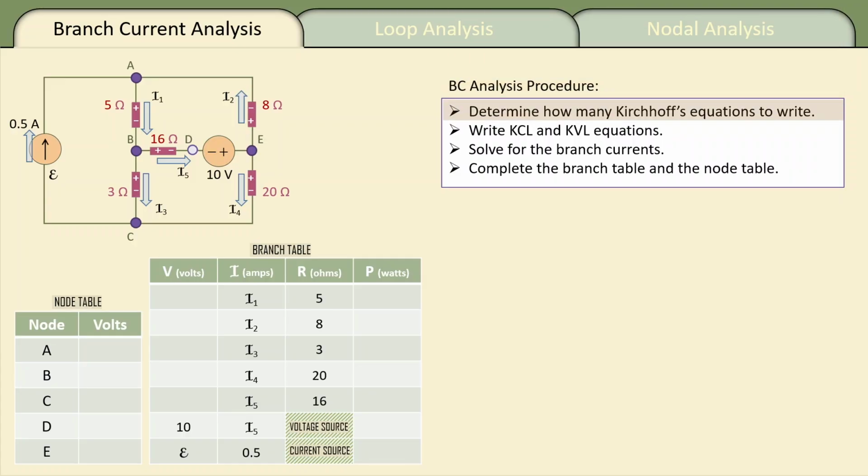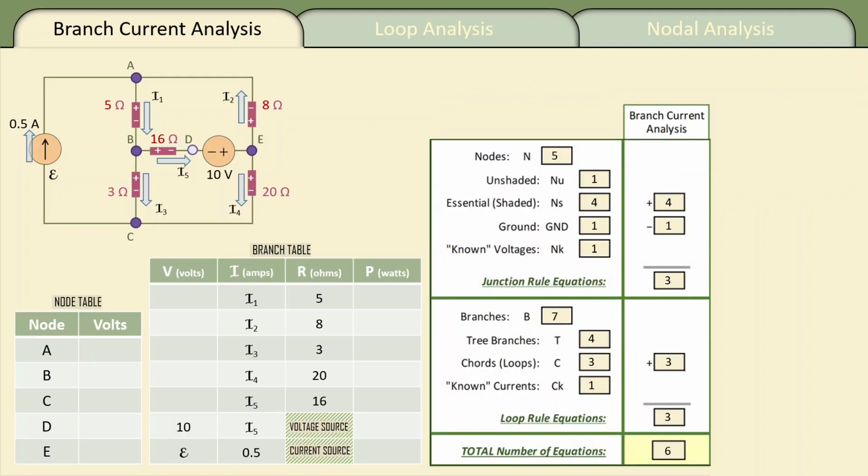So how many Kirchhoff equations do we have to write? Well, here's a worksheet that lets us indicate the number of nodes in the circuit, and we had A through E, that's 5. How many were not shaded in, that was D, that's 1. How many nodes are shaded in? In circuits, they're often called essential nodes, and that's 4, A, B, C, and E. 1 is always arbitrary and called ground. And sometimes there's known voltages that can help us solve the circuit. In our case, we do know a 10-volt voltage source, so we have one of those.